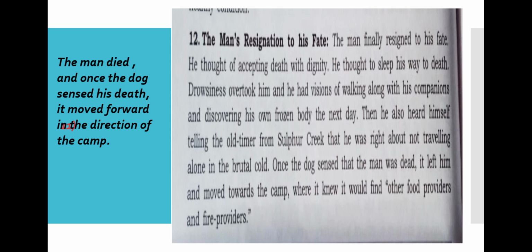Okay, once again, the dog sensed his death. It moved forward in the direction of the camp. And after the death of the man, what did the dog do? The dog moved forward in the direction of the camp. Clear? Look, one important point I have written. The man died, and once again the dog sensed his death. It moved forward in the direction of the camp.